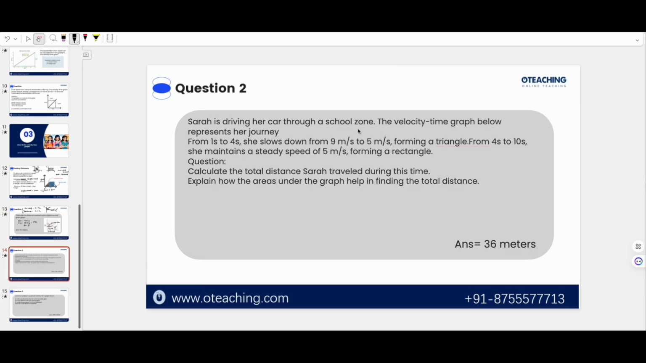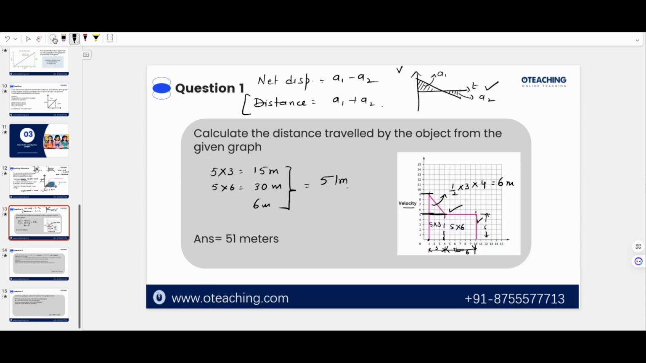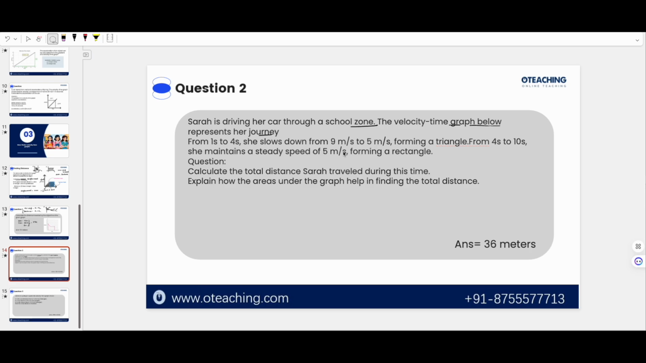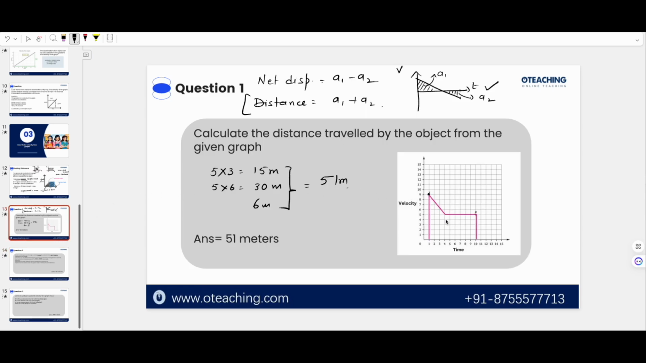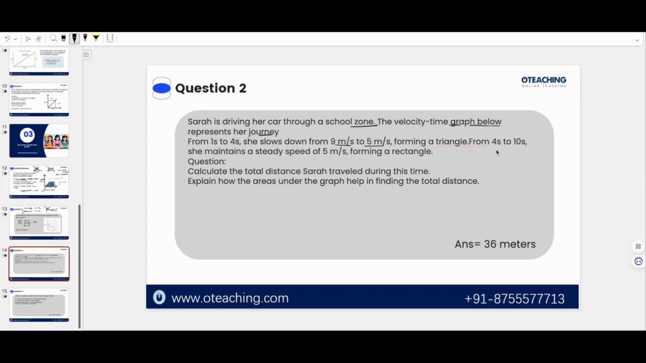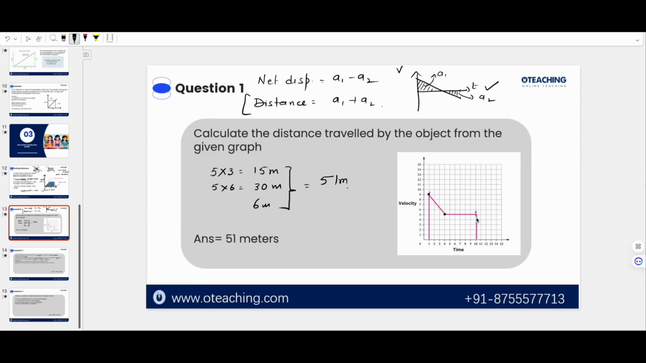Okay, Sarah is driving her car through a school zone. The velocity time graph below represents her journey. Now, which velocity time graph are they talking about? This graph. I'm deleting the things from this graph, so that we can solve the question too. It says from 1 second to 4 seconds, she slows down from 9 meters per second to 5 meters per second, forming a triangle. Now from 4 seconds to 10 seconds, she maintains a steady speed of 5 meters per second, forming a rectangle.